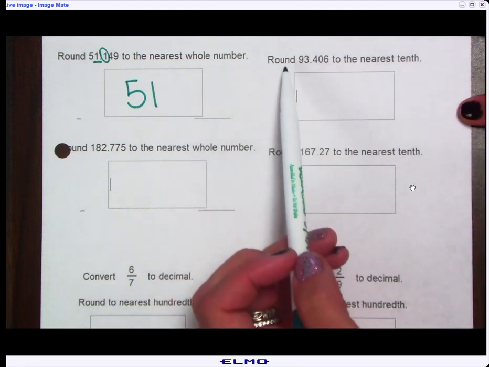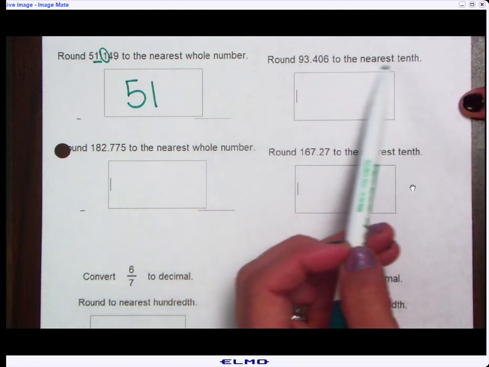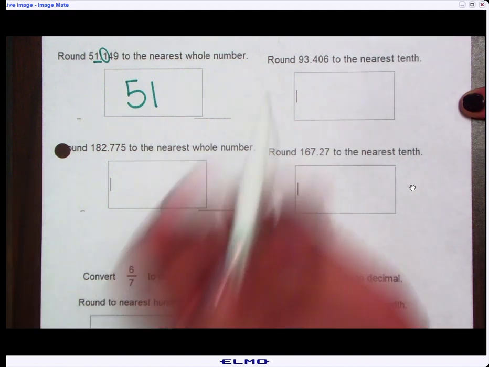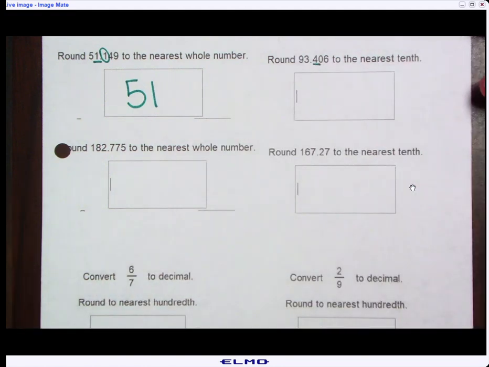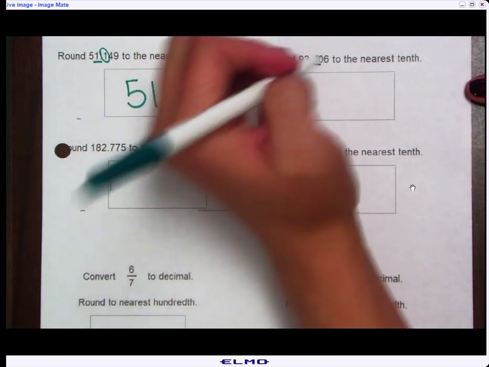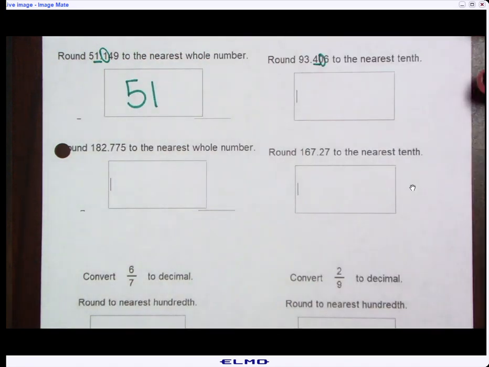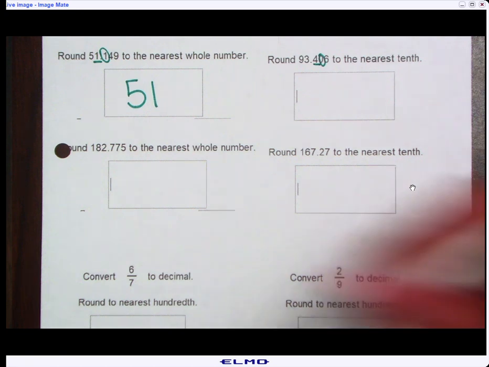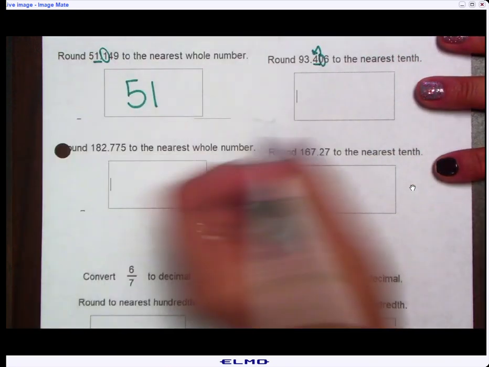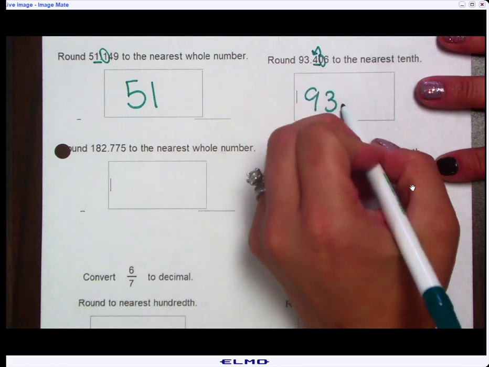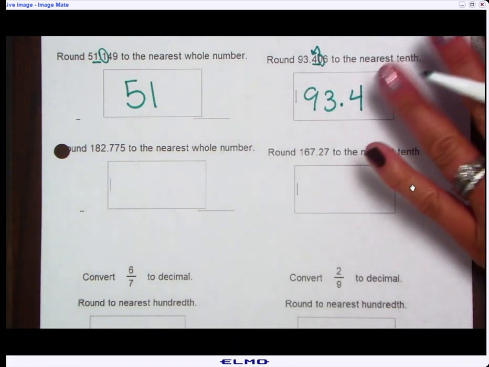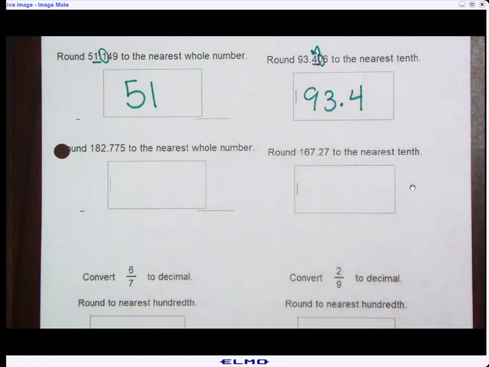So looking at the next one, it says to round this number to the nearest tenth. So I'm going to underline the tenths place. You underline the tenths place as well. And I'm going to circle the hundredths place, the one right next to it, because it decides if it rounds up to a 5 or stays at a 4. And since it's a 0, 4 or below, it's going to keep it as a 4. And then that's it. This is my answer. All of the other decimals are gone. This is what I'm going to round it to.